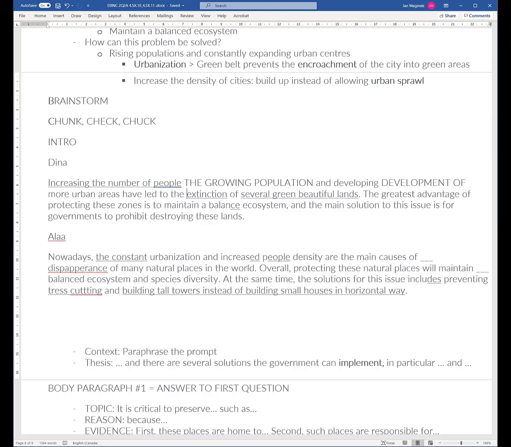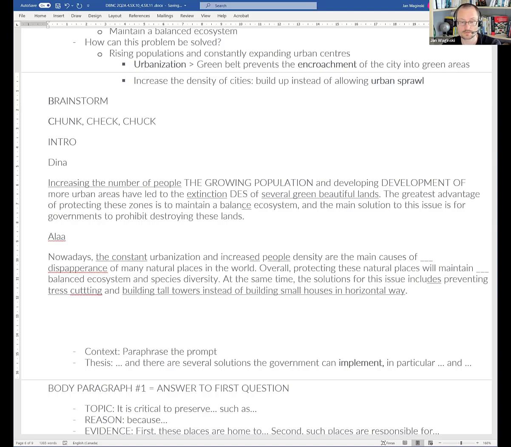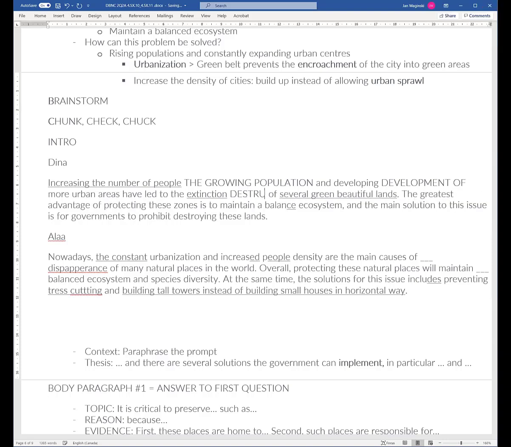Disappearance. Disappearance, that's in the original. What's another synonym? Also starts with D. Destroying. Yeah. What's the noun form? Destruction. Yeah. Have led to the destruction of green, beautiful lands. I like it, but it doesn't sound right. This one's tricky. This always gives people problems, many places of natural beauty. How can we paraphrase it? Right. So many places, I would just say areas of, beautiful, I have a hard time, lands.